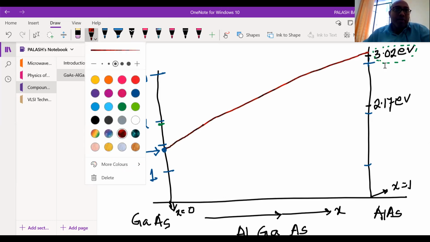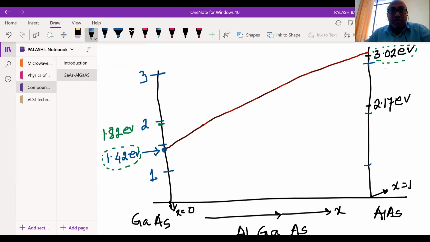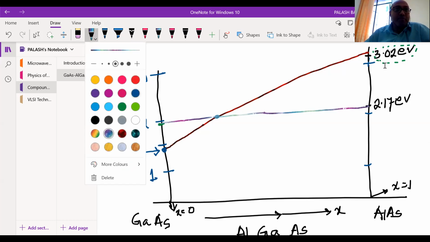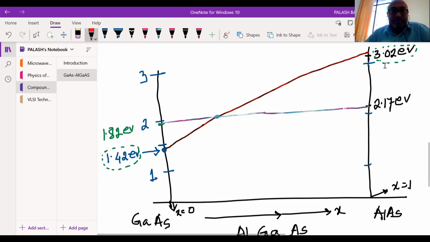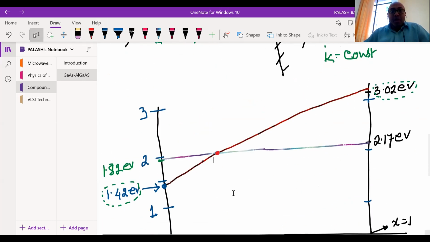Another point, how you have to mark it. Maybe this one. And this is my cross section. So this we have to understand. What is happening?